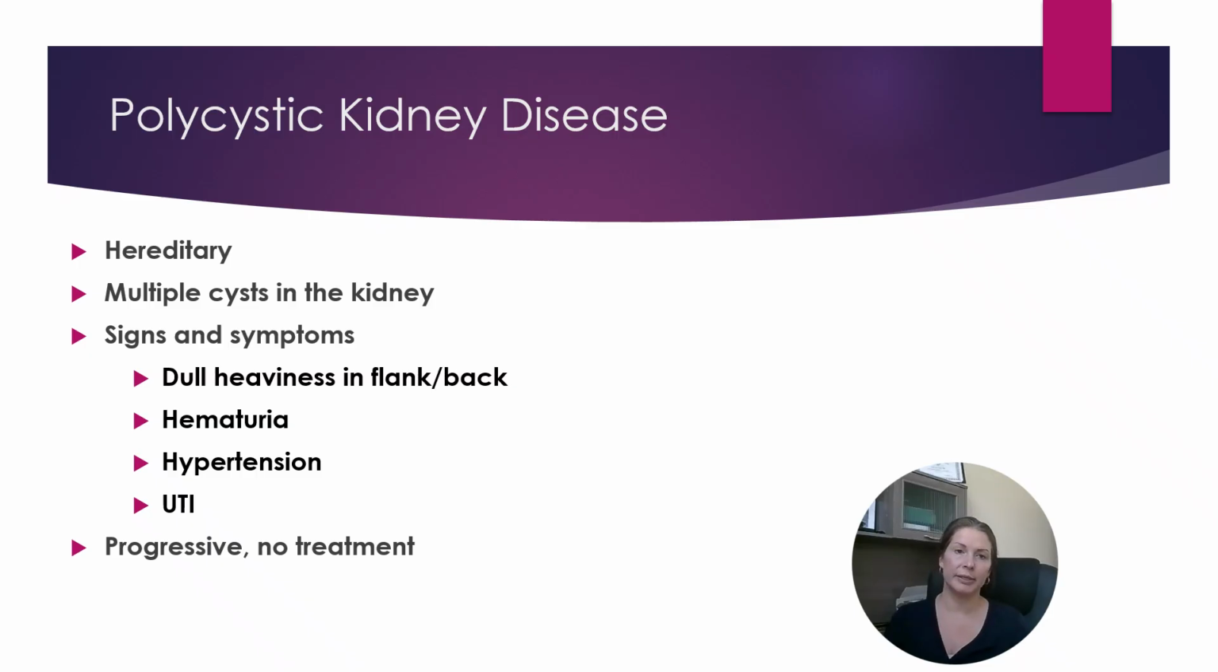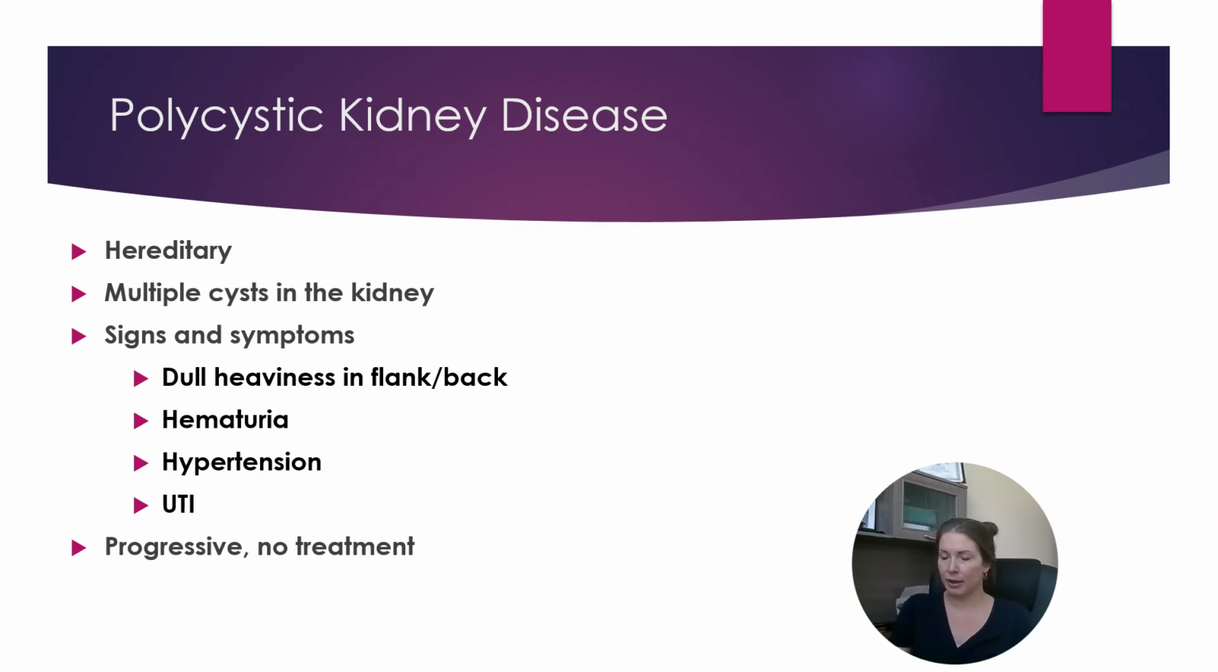Alrighty, next up is polycystic kidney disease. This is a hereditary disorder. It's characterized by multiple cysts inside both kidneys. The cysts are going to enlarge over time, replacing normal kidney tissue. So these cysts are just kind of moving in and taking over.